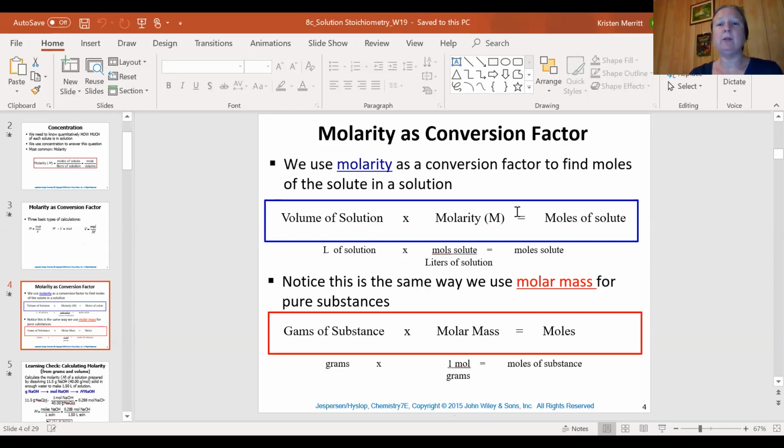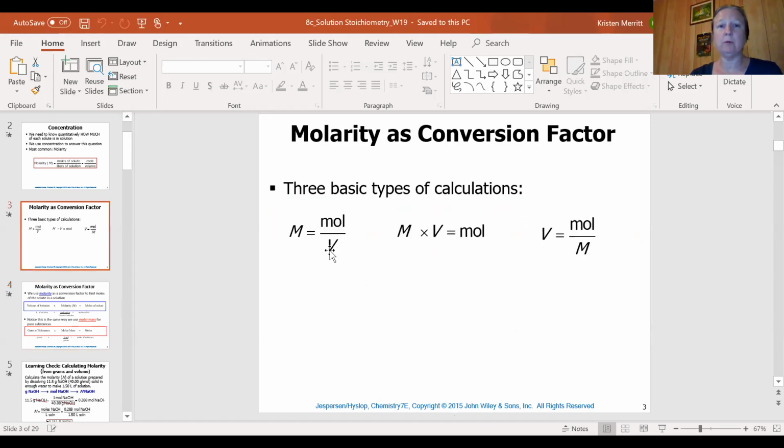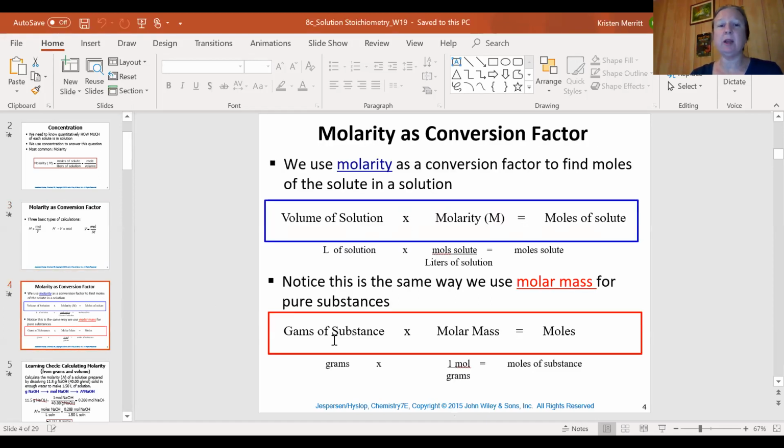So a reminder that the way we use molarity, right, moles over volume, is very much the same way we use the molar mass. Molar mass is moles over grams. So molarity is moles over volume. Our molar mass, which you've gotten now used to using, is 1 mole per grams of something, or grams per mole of something, depending on how you flip it.